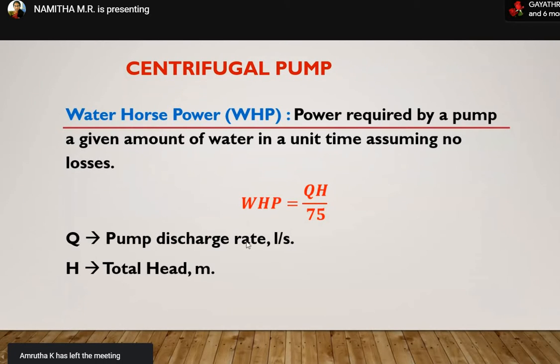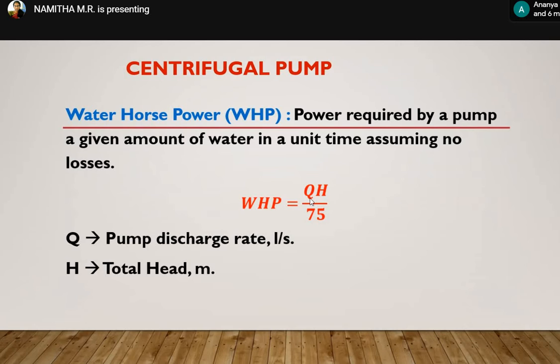where Q is in liter per second. I have already explained that. You can ignore the other two terms. H is the head in meter. Head we can calculate as we discussed earlier: H is equal to suction head plus delivery head plus all the losses accounted. Q is the discharge from the pump. So this is the equation for water horsepower.